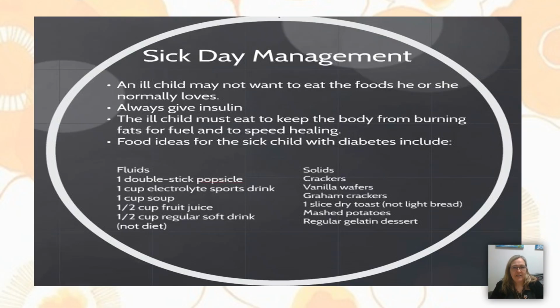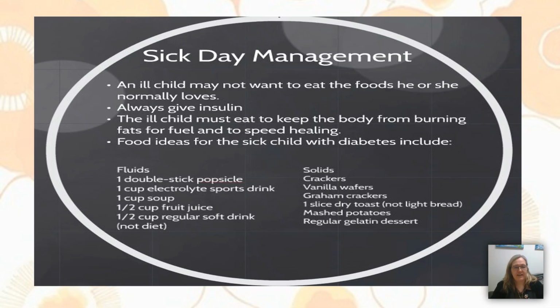I put this slide in here so that you could see a sample of what you could try feeding the child when they're sick, because as you know, you give the child the insulin even though they're sick. They may or may not eat, and it's hard for them to keep food down. So what can you give them that's enough sugar but not too much? Like crackers are good, a cup of soup is good. You can give them watered down sports drinks.